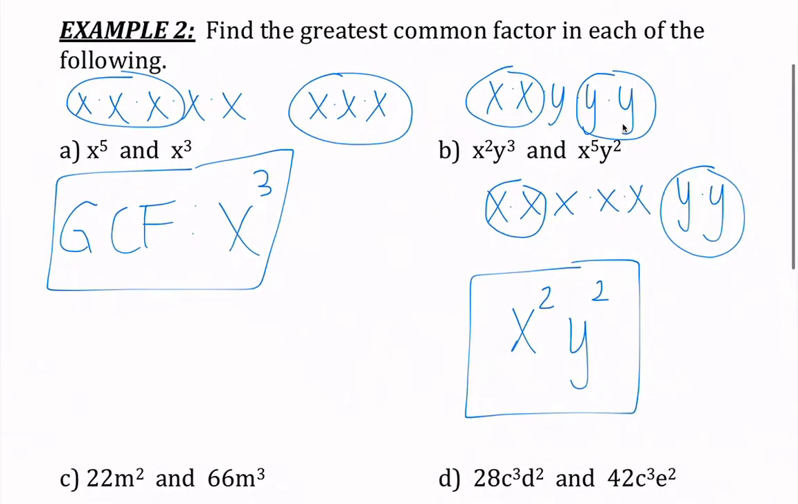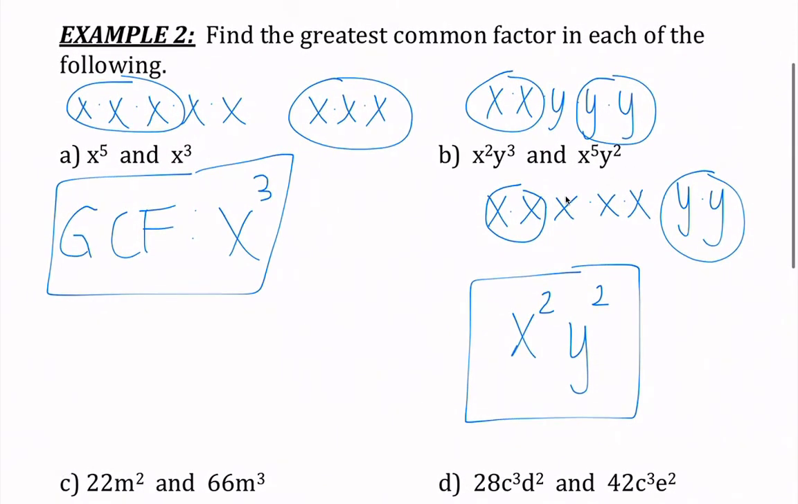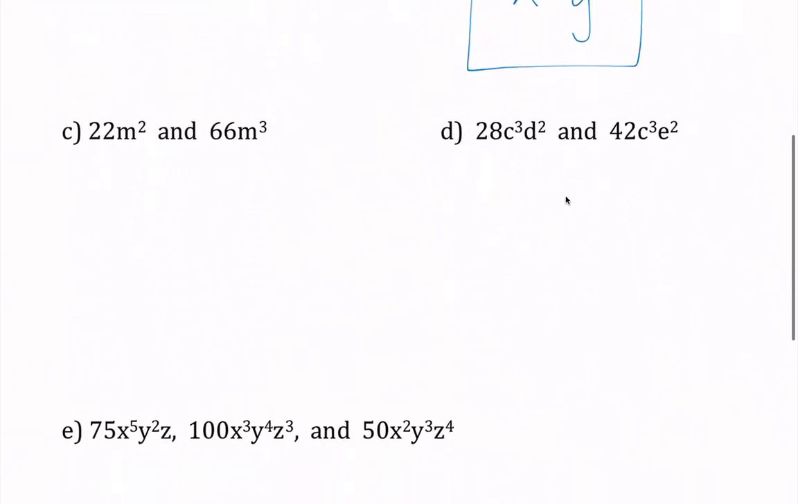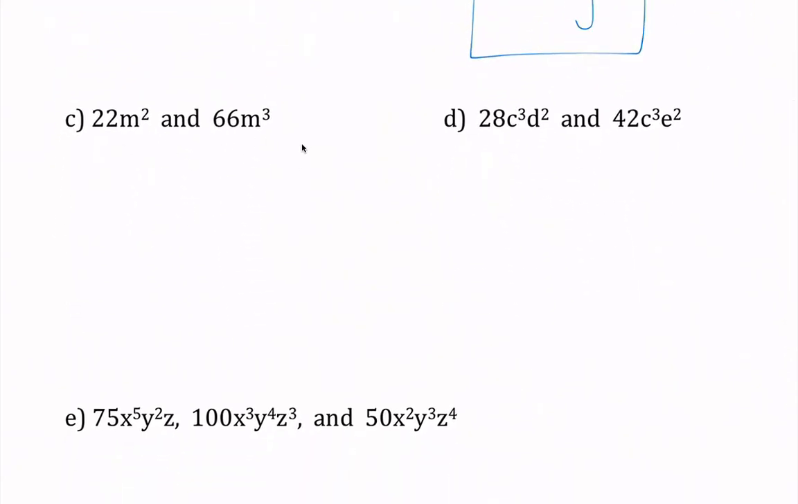Okay, so on these two examples, we didn't have any coefficients. We just had the variables. On the next few problems, we're going to have coefficients and variables that we have to pay attention to. So I have to find the greatest number that goes into 22 and 66. If 1 is the only number that goes into both of them, you don't really count 1 because 1 goes into everything. Okay, so I'm going to show you a calculator trick.